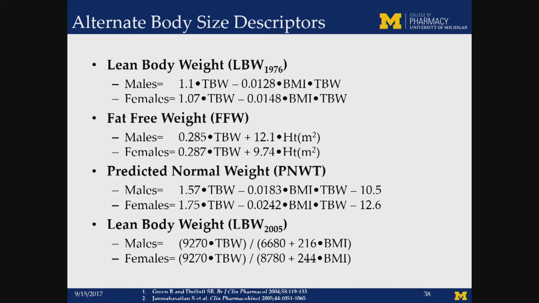This was based on 300 individuals in Australia, where they relied on body electrical impedance analysis to compute lean body weight. And this equation has been used in the literature in more recent times and computes lean body weight as a function of total body weight and body mass index with slightly different parameters for males and females. But again, all of these equations are essentially transforming height and weight into different metrics. And so that's an important thing to remember, that all we're essentially doing is taking height and weight and transforming them mathematically into another term.